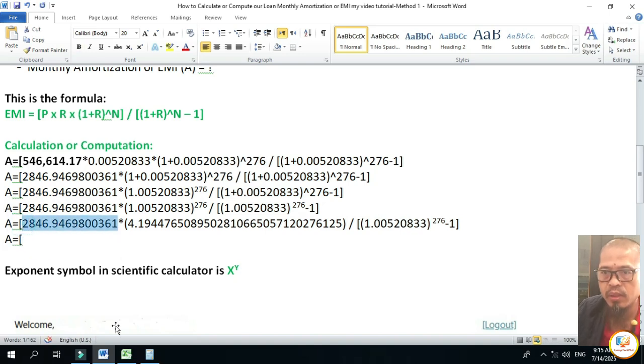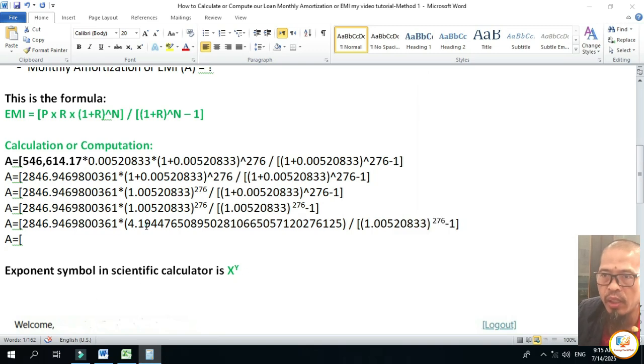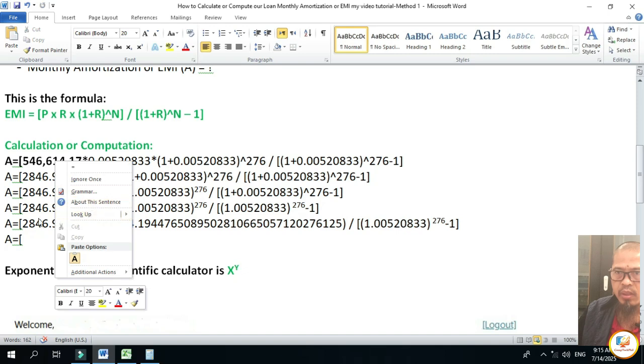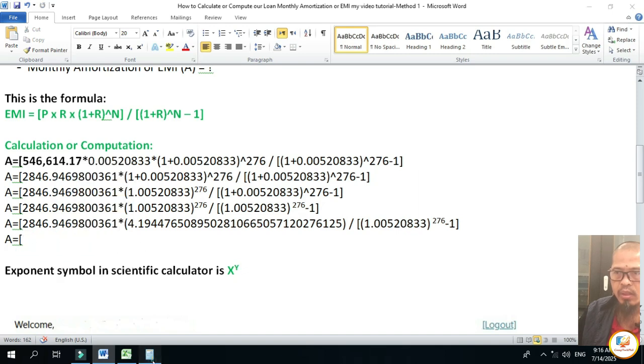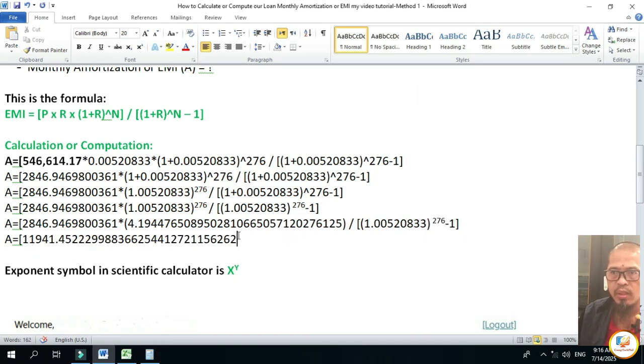Again, we are to multiply this one, using again our calculator. Paste here. Then times this point. Multiply it by here. But then paste. Then equals. This is our total now. I'm going to copy here. Paste. Just Control B.